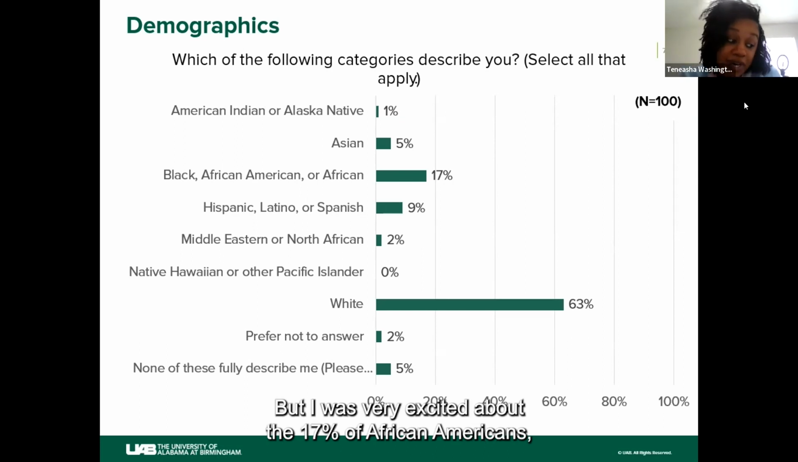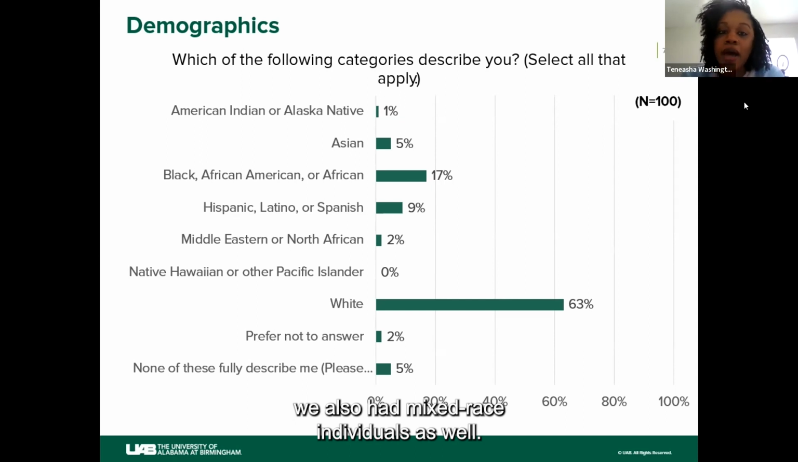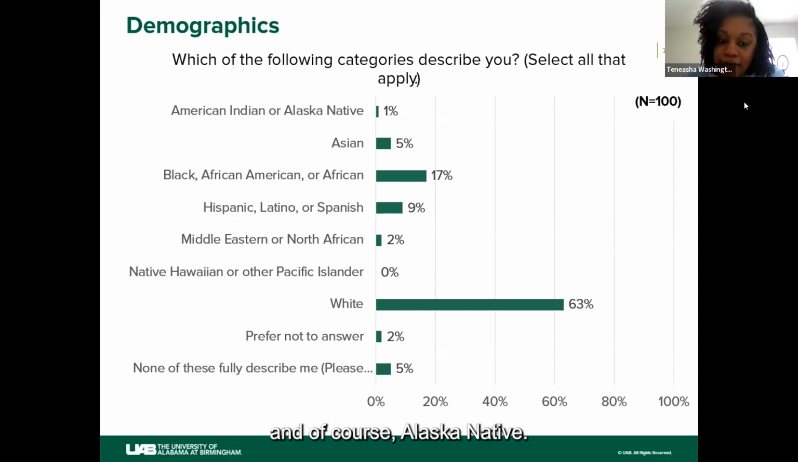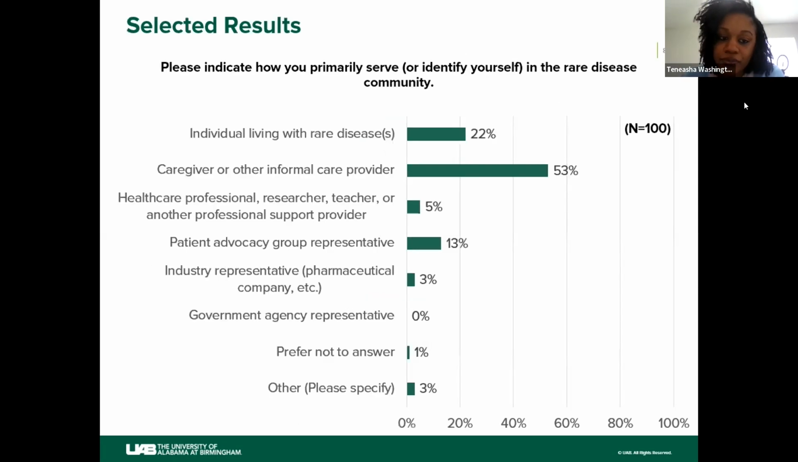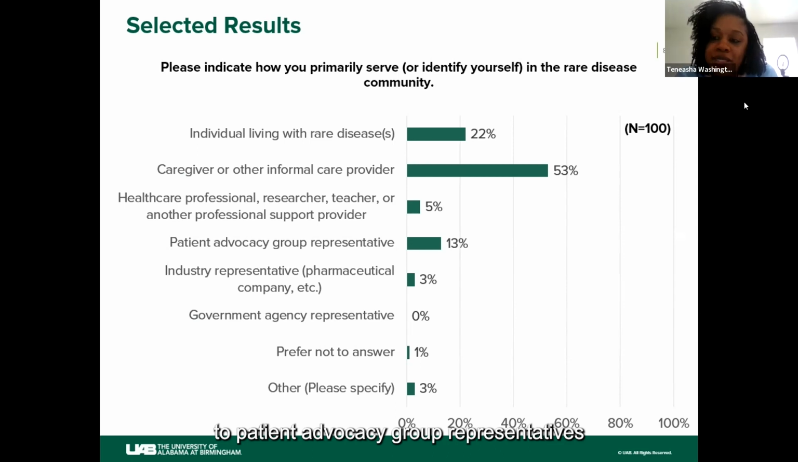But I was very excited about the 17% of African Americans, also Hispanic. We had Asian individuals, mixed race individuals as well, and then American Indian and, of course, Alaska Native. And we tried to engage a lot of stakeholders in this. It wasn't just individuals that identified with the rare disease, but we wanted to bring in the clinical aspect, the research aspect, and we also wanted to talk to patient advocacy group representatives, as well as caregivers.